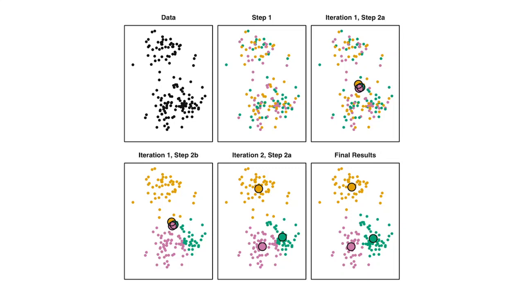So you can see that the centroid for yellow has moved to the middle of the yellow cluster here, and then the pink one has moved to the middle of the pink clusters, and so on. And then what you do is you reassign again.